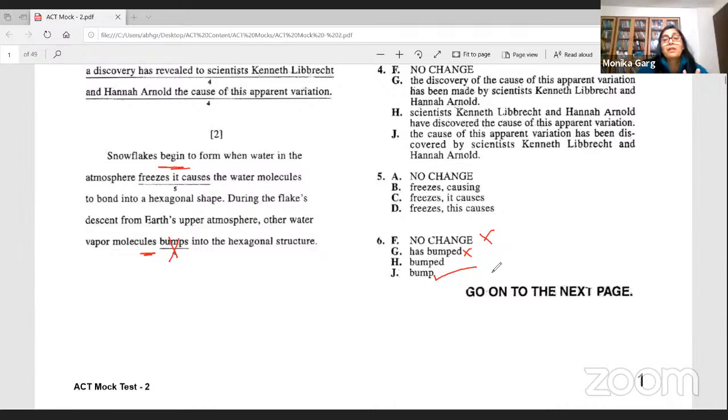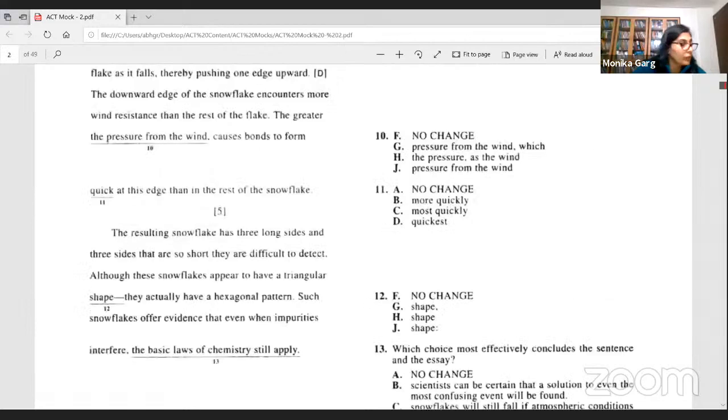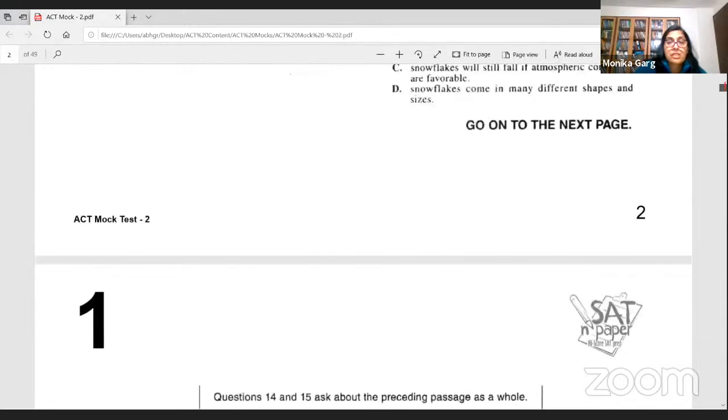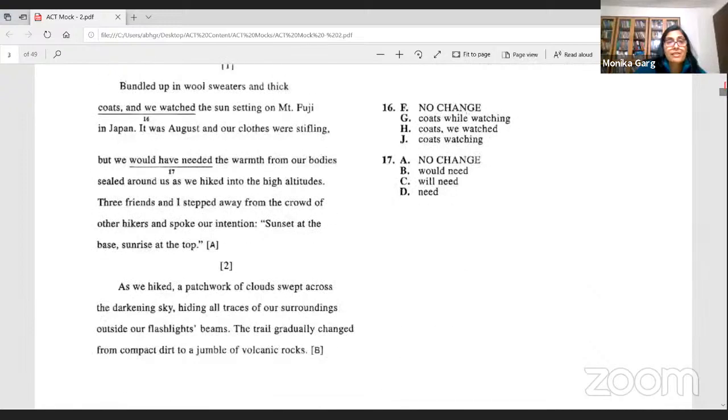So that's one typical ACT question on subject-verb agreement and tenses that you get to see. Okay, taking one more question on subject-verb agreement. That's question number 17. So here it is. Now this is a very good question and the tricky one too.